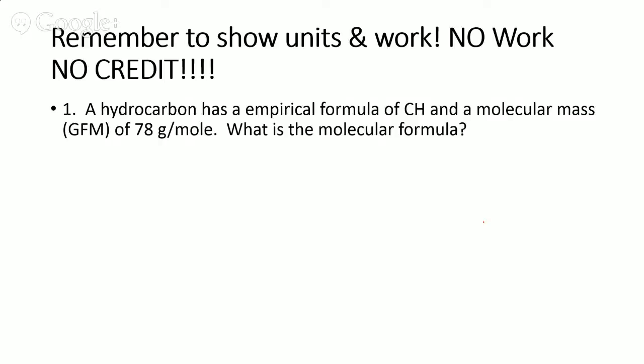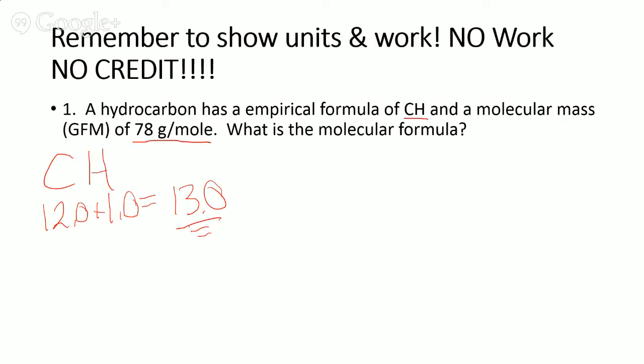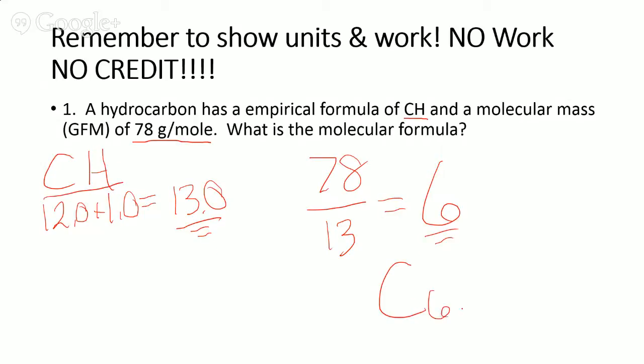Let's take a look at a couple more examples. A hydrocarbon has an empirical formula of CH and a molecular mass of 78 grams per mole. What is the molecular formula? Well, first step is, what is the mass of CH? Carbon's 12.0, hydrogen's 1.0. I add those together, and I get 13.0. So I know that this is what I'm counting by. I'm going to go 13, 26, so on and so forth. So how do I figure out how many CHs, how many empirical formulas, I have in the molecule? Well, you take the 78 grams and divide it by the 13, and you get 6. So now you know you have 6 CHs in your molecule, which means the molecular formula would be C6H6.